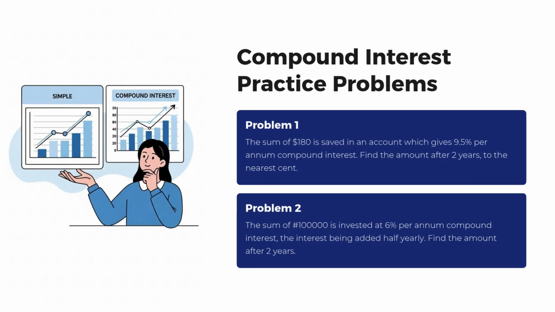Compound interest practice problems. Problem 1. The sum of $180 is saved in an account which gives 9.5% per annum compound interest. Find the amount after 2 years, to the nearest cent. Problem 2. The sum of 100,000 naira is invested at 6% per annum compound interest, the interest being added half-yearly. Find the amount after 2 years.